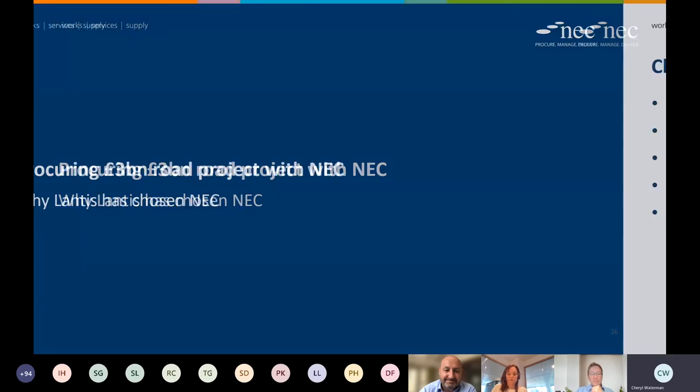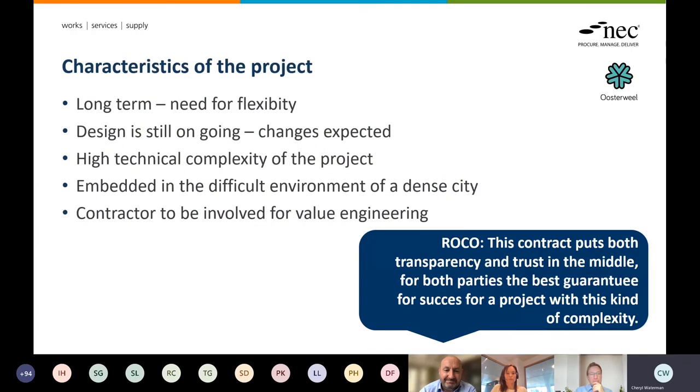The characteristics of our projects were, we have three projects. They're going to go for a long term. Some of them are starting next year. Other ones will start in 2022, but it will take up to 10 years before we have finished the project. So we need flexible contracts. Our design is still going on. It's not finished yet, so we expect changes while going for execution.